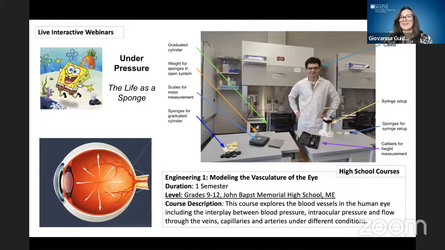Building a community and inspiring young people, and people of all ages, to try to understand life and the processes going on in our body is one of our priorities. Currently, we have organized live webinars from our labs, working with sponges to simulate the tissues. And there is currently a high school course in a high school in Maine that is based on this project.